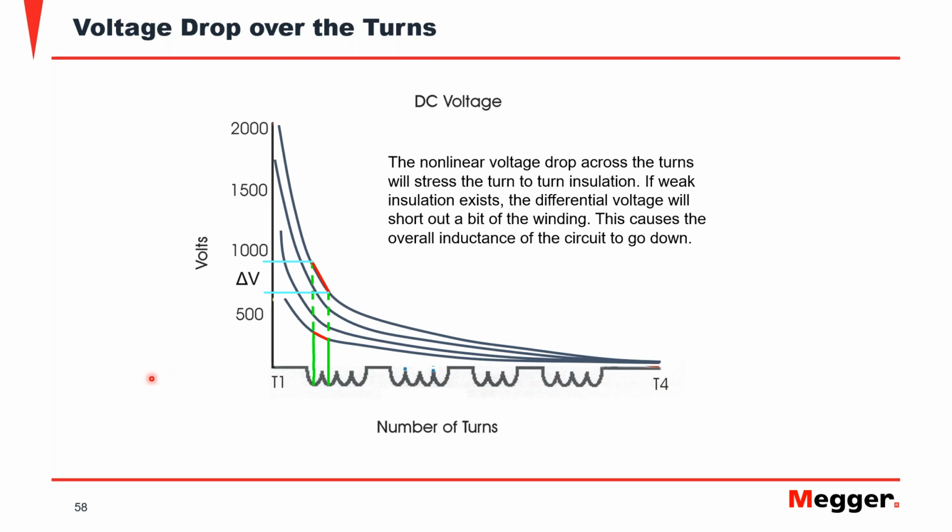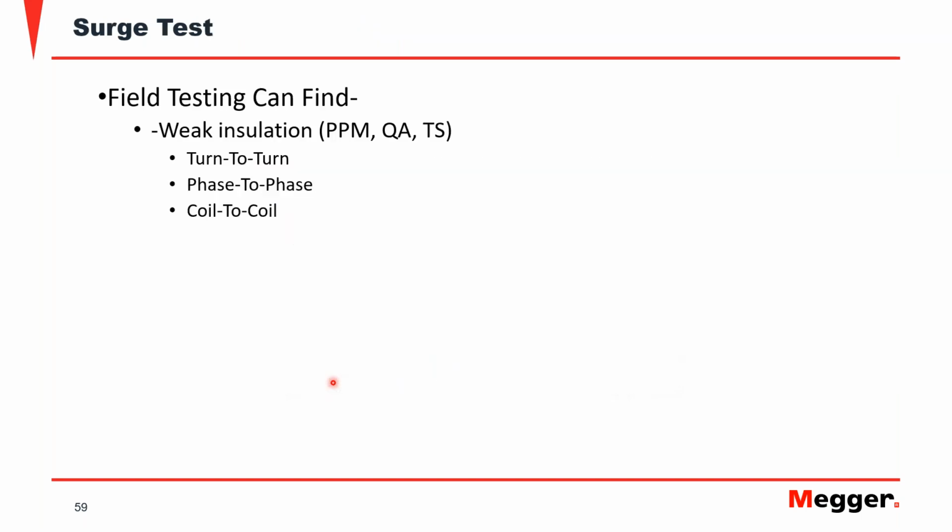So the early turns, or the turns that are closer to the lead, are going to get the maximum amount of voltage. And this simulates what happens in the machine when the machine sees voltage spikes that are generated at the leads, which is what happens when we have either a motor start or when we have the machine operating using variable frequency drives or commutated sources. So this can find weak insulation, like I said, turn to turn, phase to phase, coil to coil.